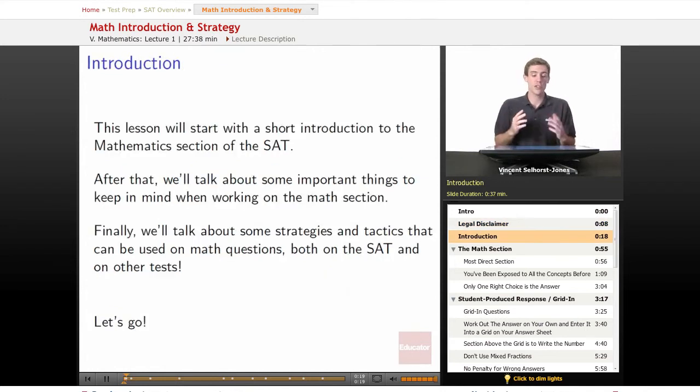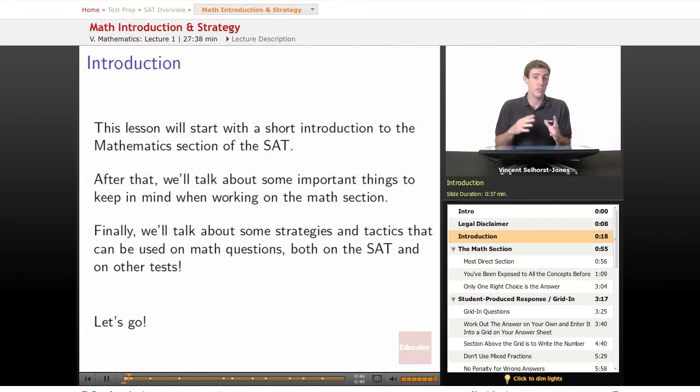So this lesson is going to start off with a short introduction to the mathematics section of the SAT, just the really basic stuff that you probably already have a good idea of. Then we're going to talk about some important things you want to keep in mind whenever you're working on the math stuff in this section, and possibly when you're working on math in general. Finally, we're going to talk about some specific strategies and tactics that you can use on these math questions.